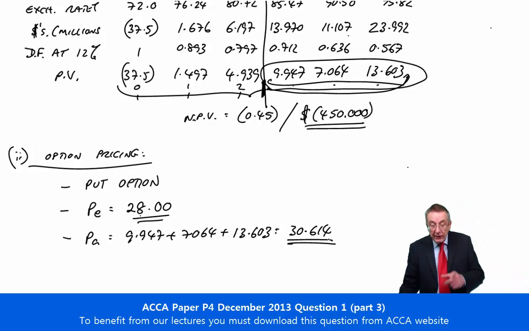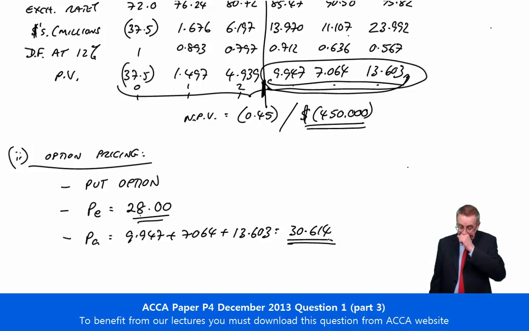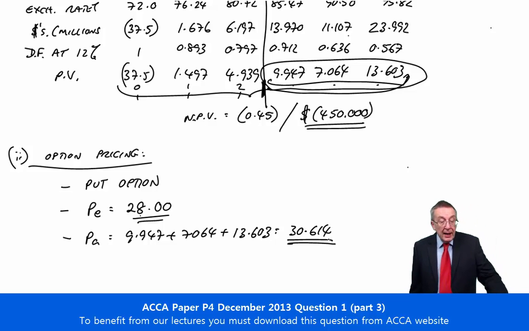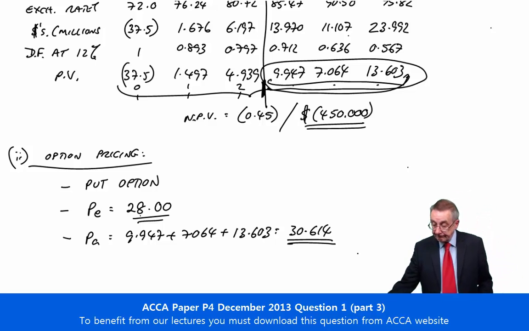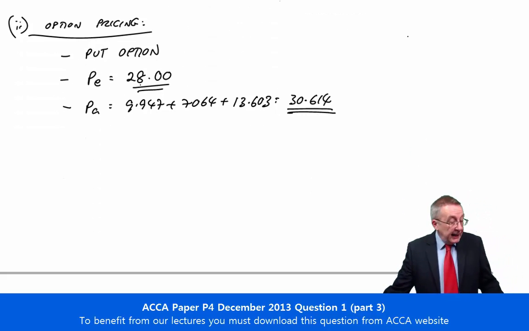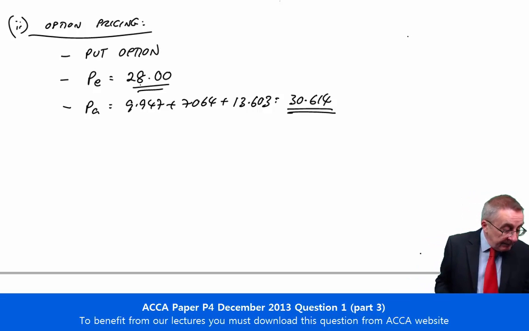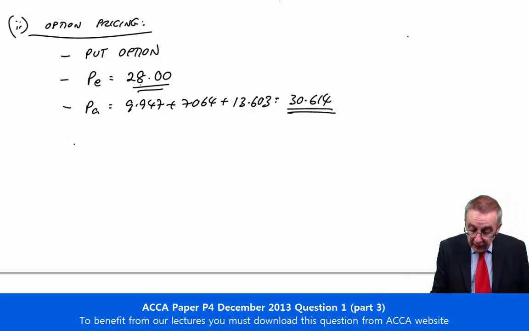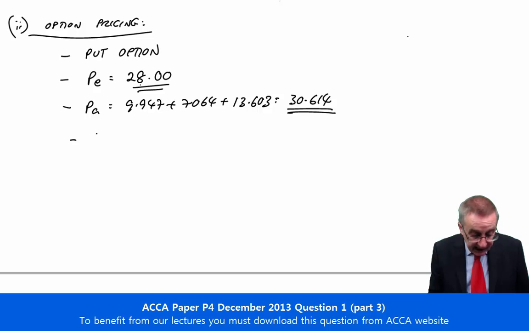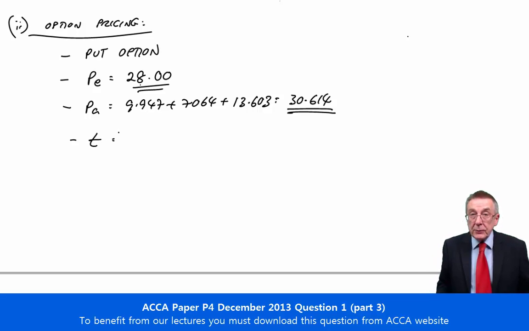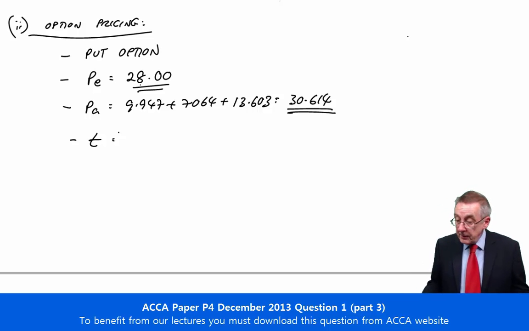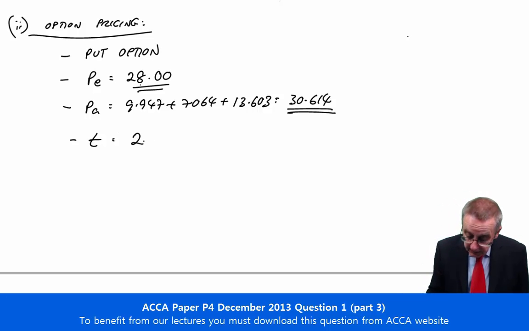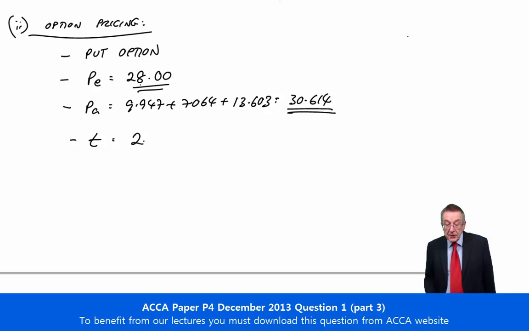That's the current value of what we've got the option on to sell, PA. What else do we need for the formula? We also need T, the time to expiry, the time at which we can exercise the option. Well, here it's going to be in 2 years' time. So this is always in years, so T equals 2.